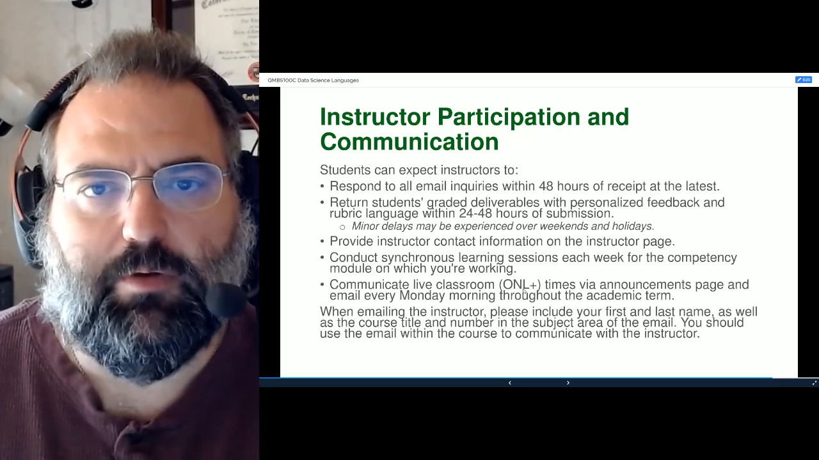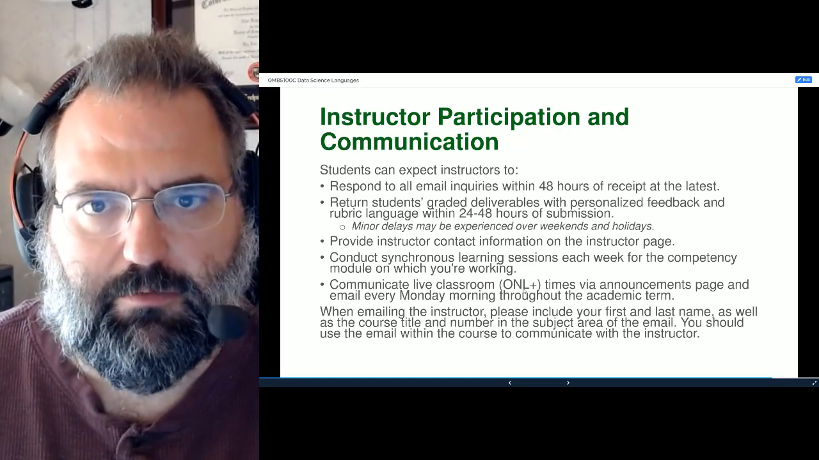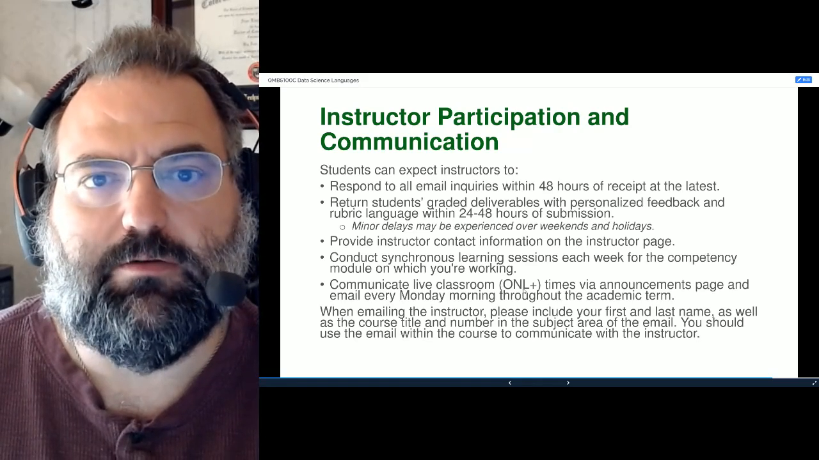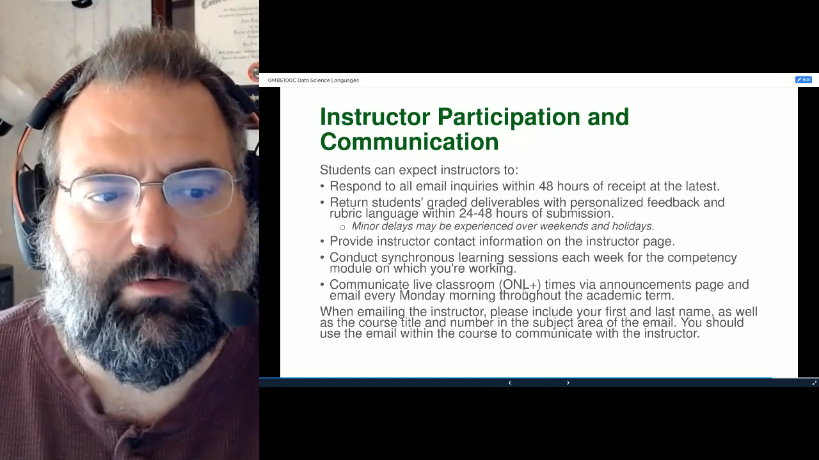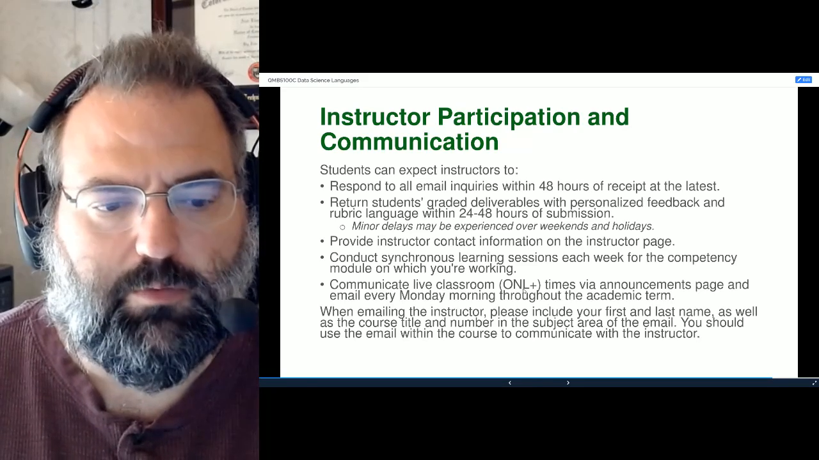I try to turn them around as quickly as I can because I know you need that feedback so that you can either make the corrections and move forward or move on to the next thing. So my goal is to not be in your way. I'm here to help you get through this process, and as much as I can, I will.